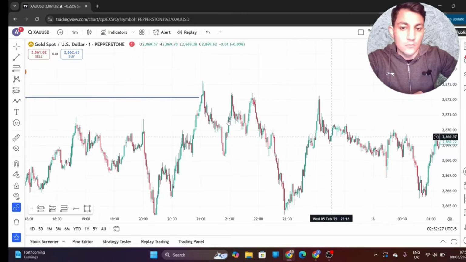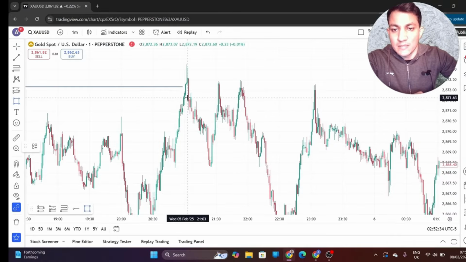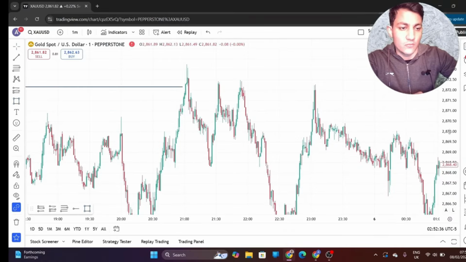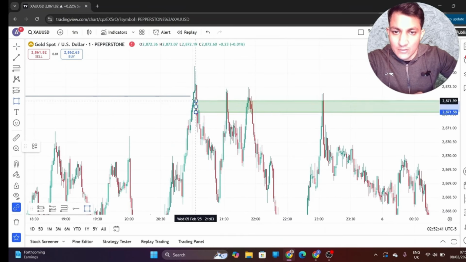What we want to wait for is our fair value gap, right? We want to wait for our fair value gap to form. Now, this is really important. Let me make this even bigger. Right. So right here is our fair value gap. This is our fair value gap, like this.